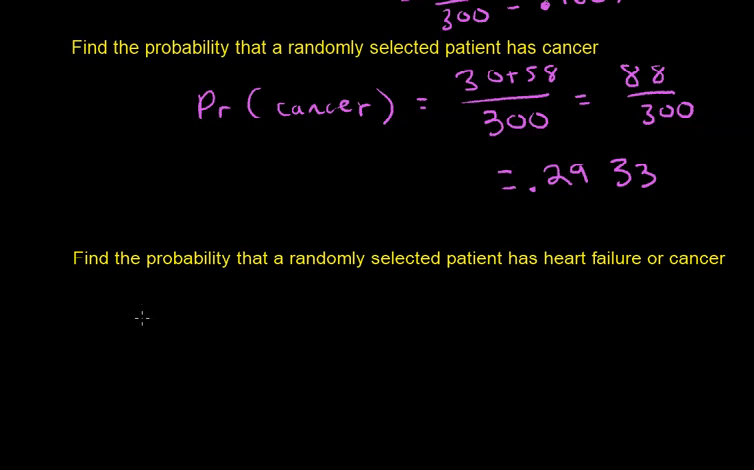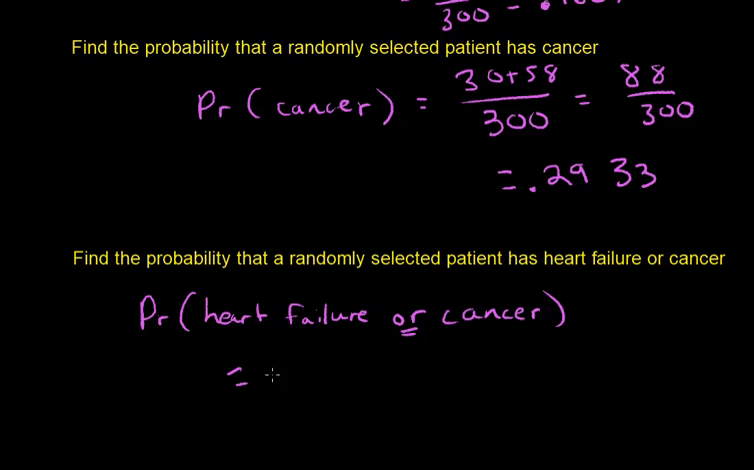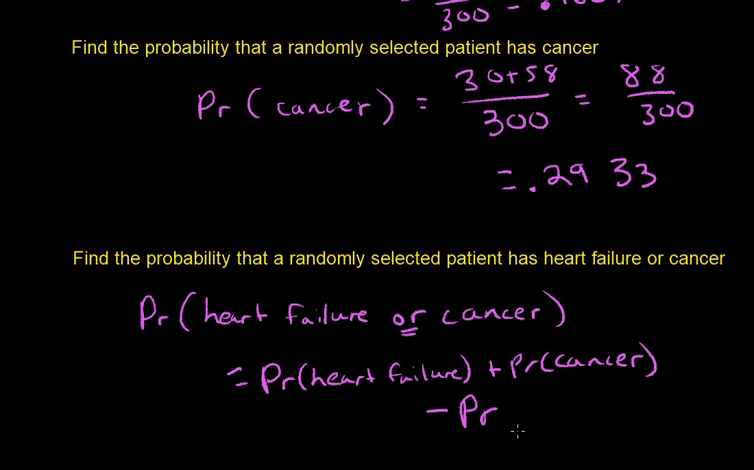Let's write this down. We have heart failure or cancer. In the previous video, we came up with the formula for this. This equals the probability of having heart failure plus the probability of having cancer. And since heart failure and cancer are not disjoint, we need to subtract the probability of heart failure and cancer.